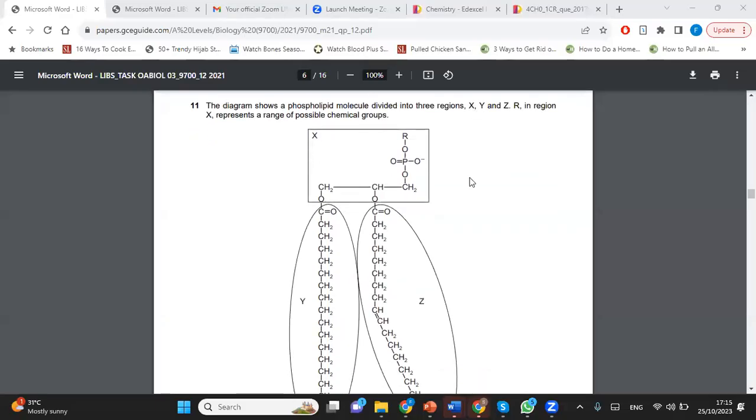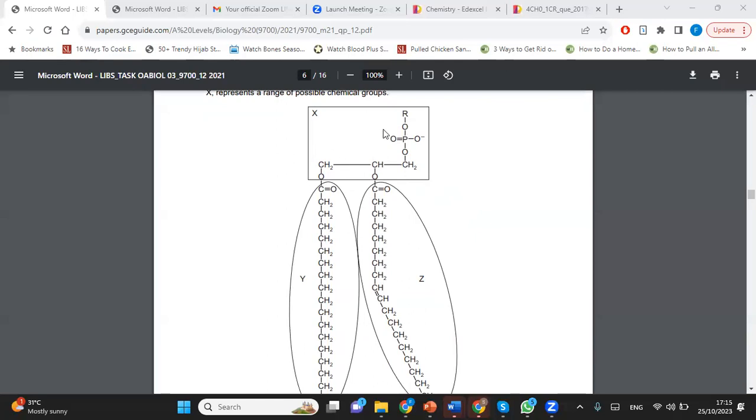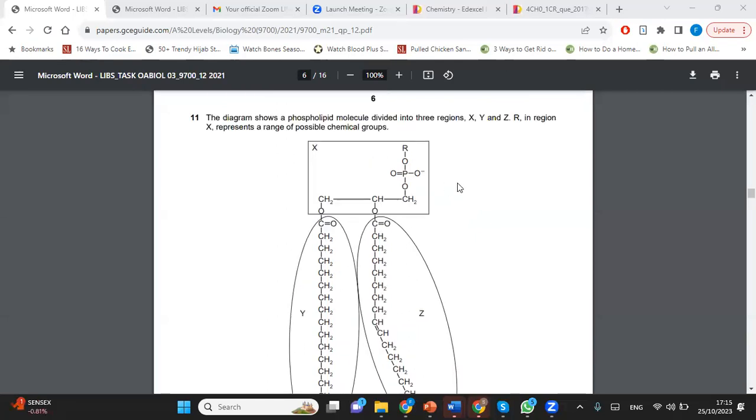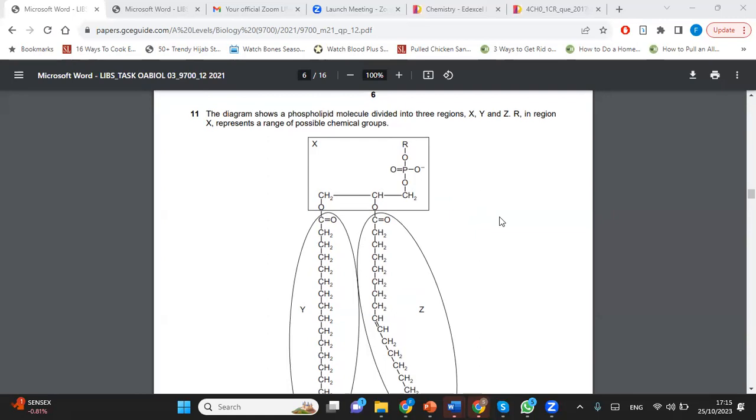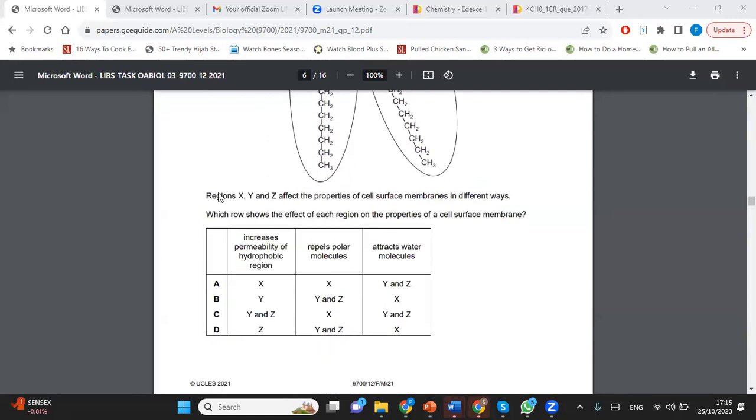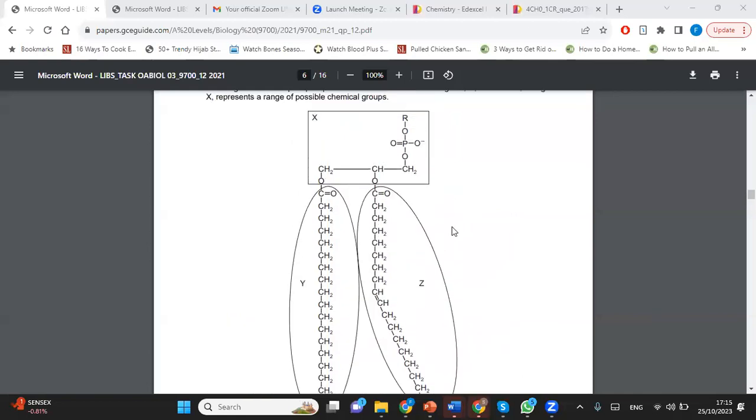We have X, Y, and Z. This is the X region, this is the Y region, and this is the Z region. Represents a range of possible chemical groups. Now, when we are talking about it, regions X, Y, and Z affect the properties of the cell surface membrane in different ways. Which row shows the effect of each region on the properties of the cell surface membrane?